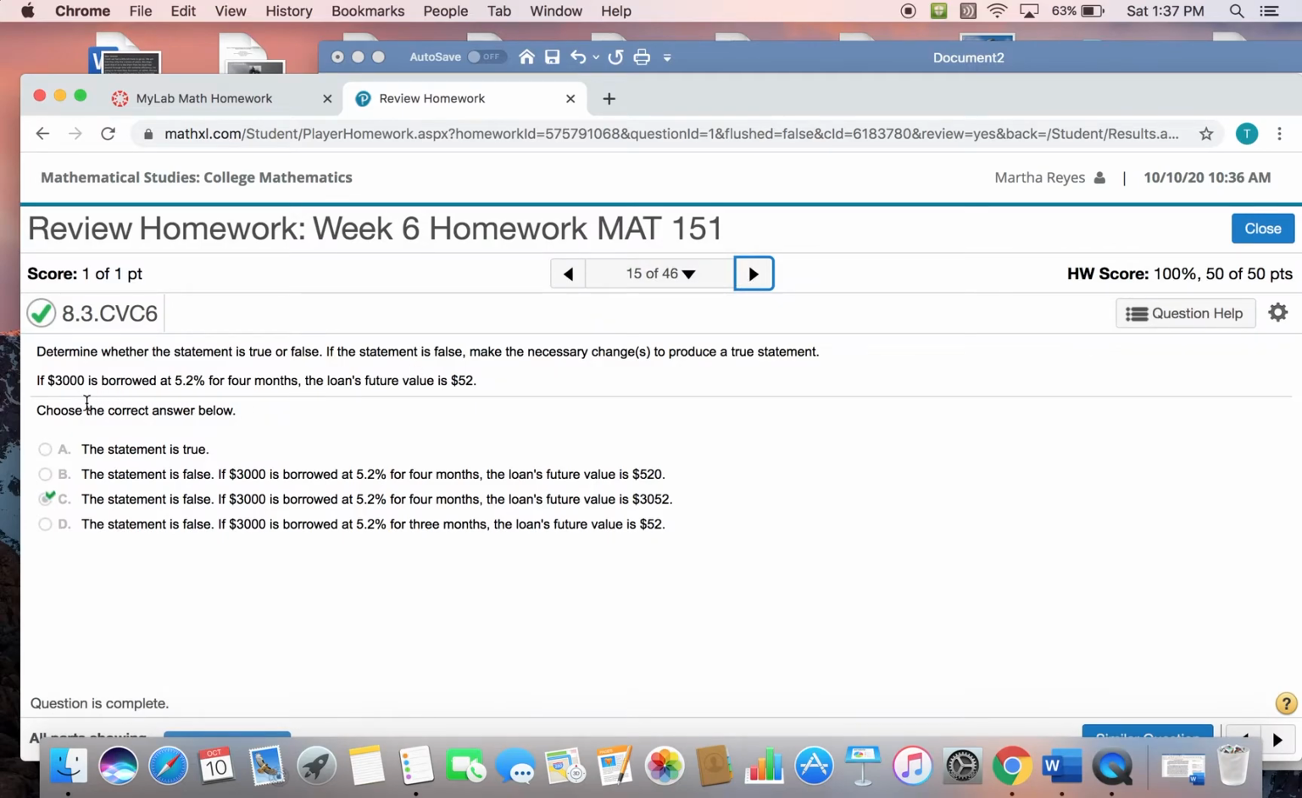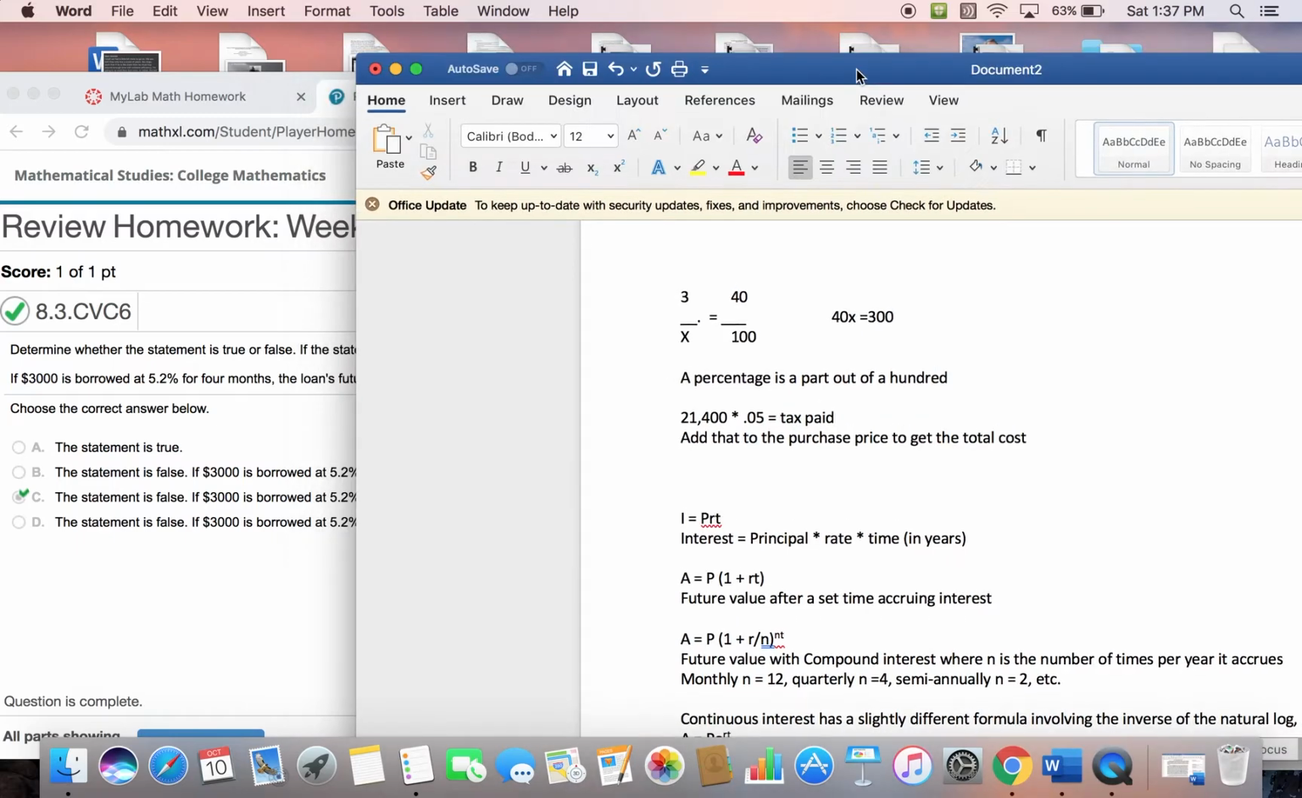Okay, so if $3,000 is borrowed at 5.2% for 4 months, the loan's future value, is this true or false? The future value can't be smaller than the initial amount. So when you look at that, you can just tell, oh, it's got to be more than $3,000, since it is accruing interest. But if you actually wanted to calculate that, we're just going to plug it in very quickly.